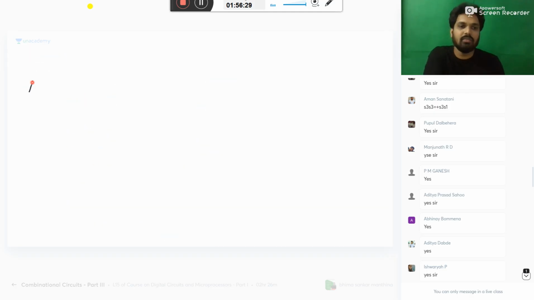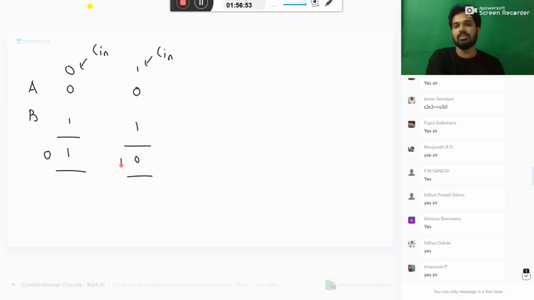Your AB can be 0, 0, or you can take 0, 1, also 1, 0. So now if carry input is 0, two cases I am taking, analyzing just two possibilities. Both the cases I am taking. Now tell me what is the answer here. All zeros plus 1: sum 1, no carry. 1 plus 1: sum 0, carry is there.